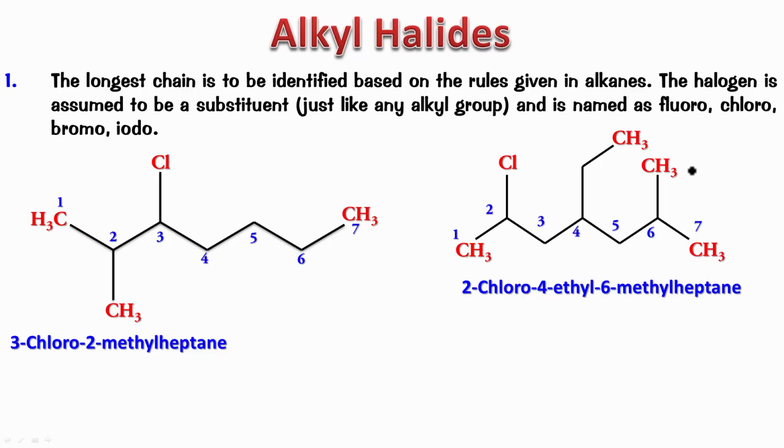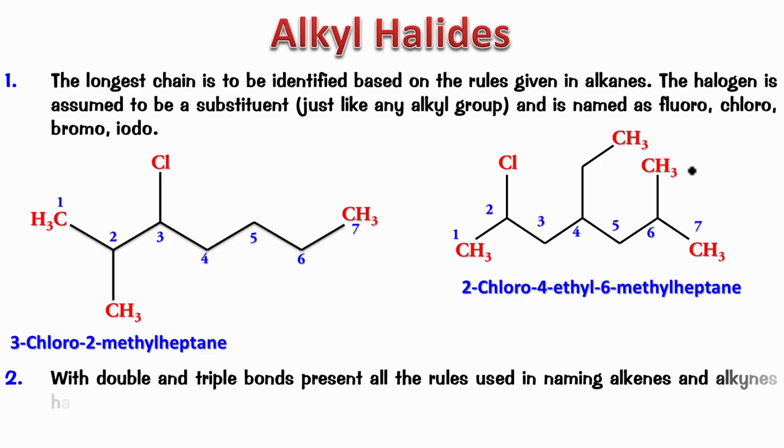Now, what happens if we also have double or triple bonds in this? Well, the rules remain the same, because as we said, the halogen is treated just like any other substituent. So it doesn't matter if you have double and triple bonds. You look for the parent chain using the same rules that you studied in alkenes and alkynes. If you want to check back, go back to the videos on alkenes and alkynes to look for the rules required to find the parent chain. So with double and triple bonds present, all the rules used in naming alkenes and alkynes have to be used. Let's do a couple of examples on this.